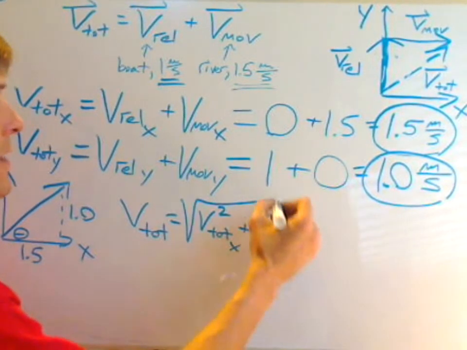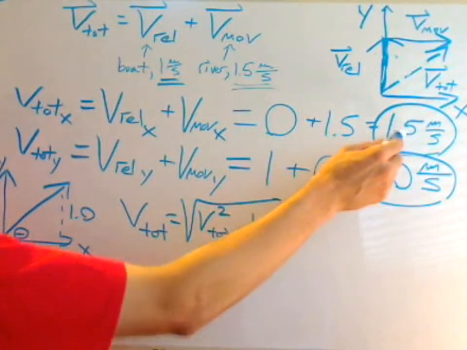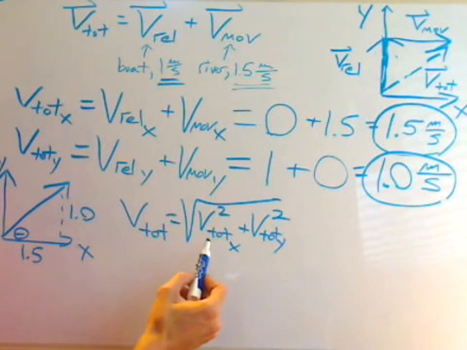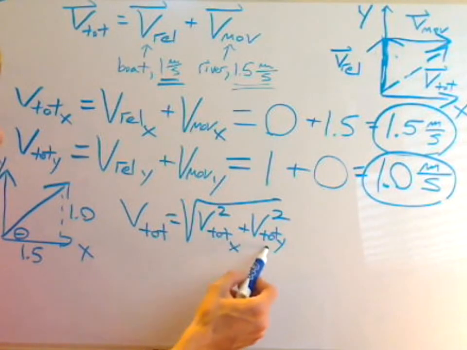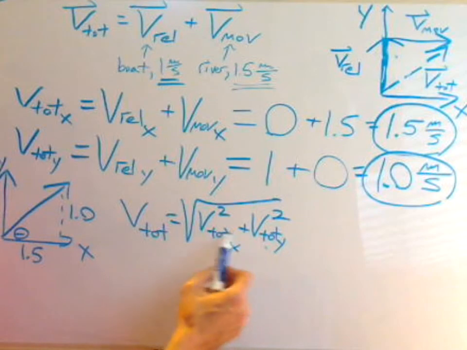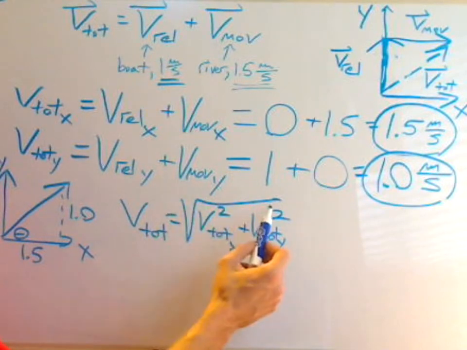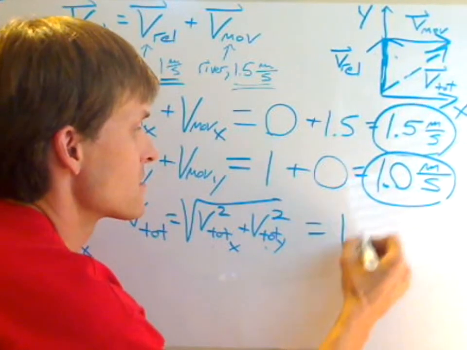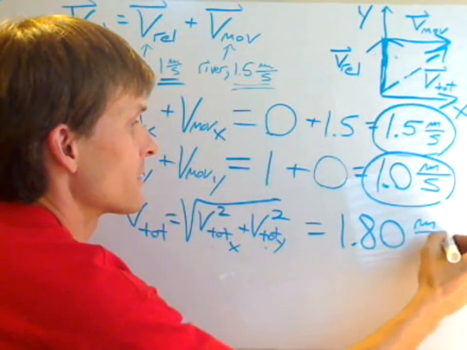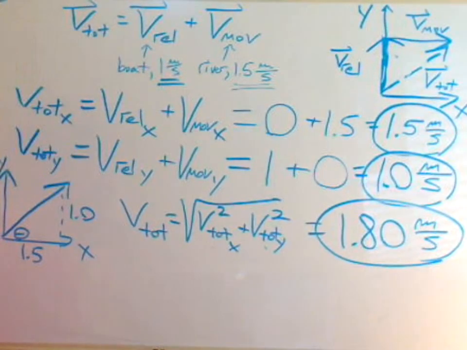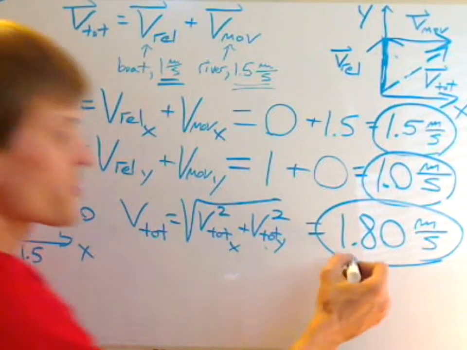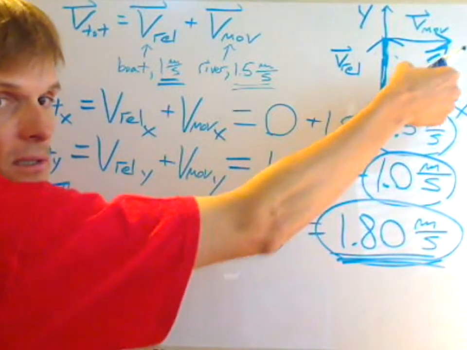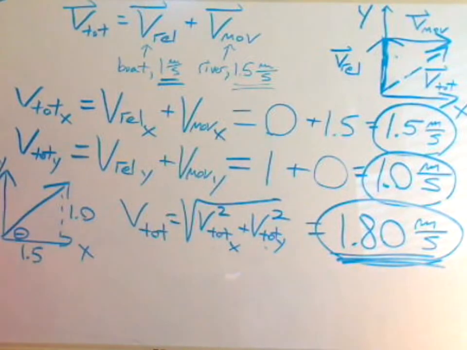squared. So it's this squared plus that squared. That goes in here. So 1.5 squared here, 1 squared here. Add those together and take the square root. And what you get is 1.8 meters per second. So there's the first part of our answer. We found the total velocity of the boat relative to an observer on the shore.